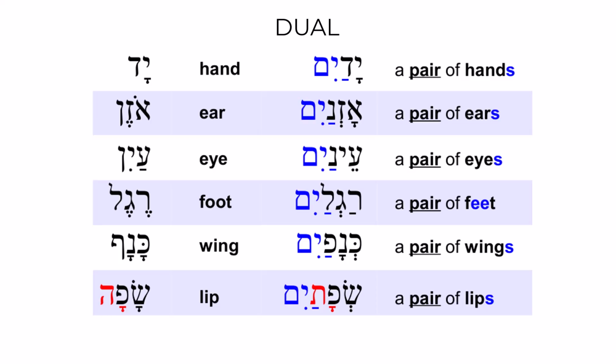Another example is the word ozen. Ozen means ear. If you want to say ears, you're going to say oznaim. Again, there will be that form change. But most importantly, you're going to take the ayim and add to the word ozen. And that means ears. Another example is the word ayin. Ayin means eye. If you want to pluralize it, it's going to be einayim. And that's going to be eyes.